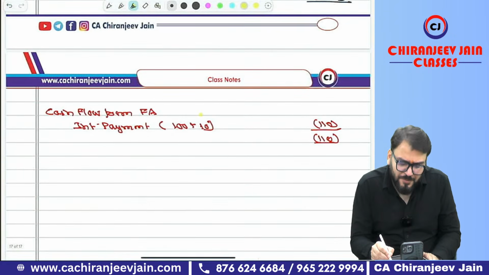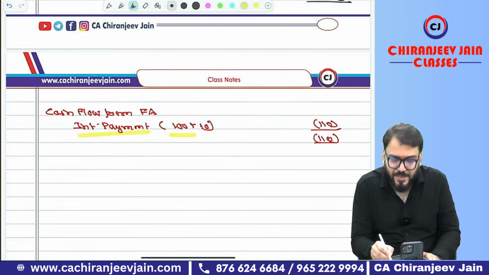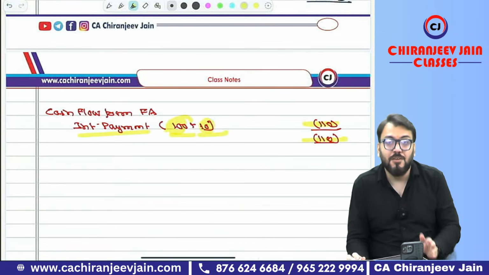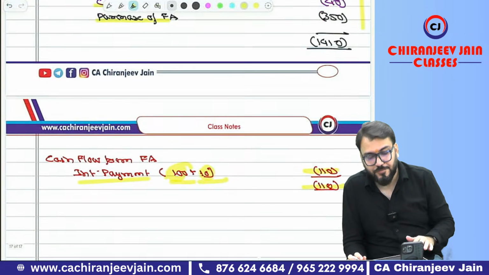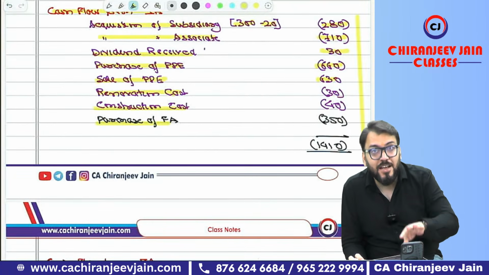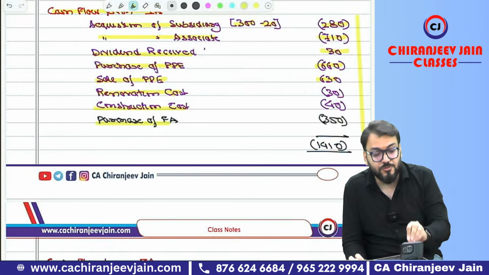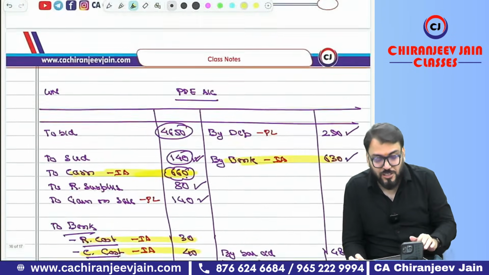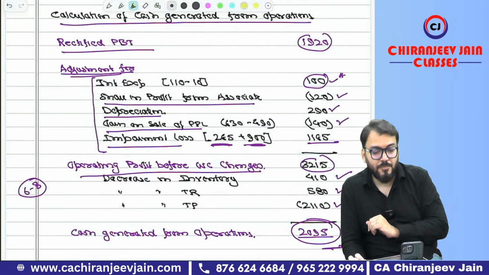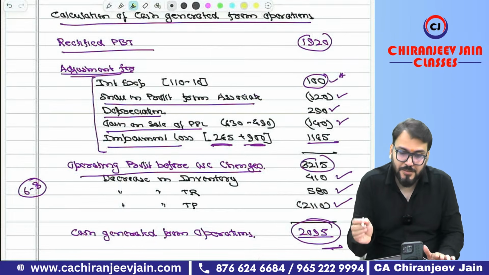Then cash flow from financing activity has only one item, interest payment: 100 plus 10, where 100 was charged to the PL account and 10 was capitalized. The 110 will be financing activities. Understood? So I have also explained investing and financing, but that was not part of the question. In the question, they will ask only operating activities, which you can do. Have you understood? Yes, sir.